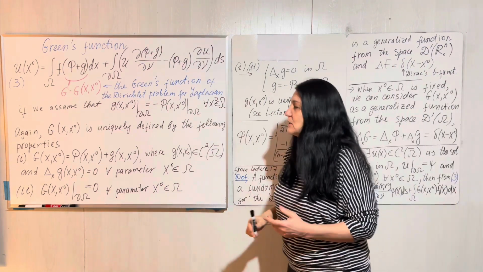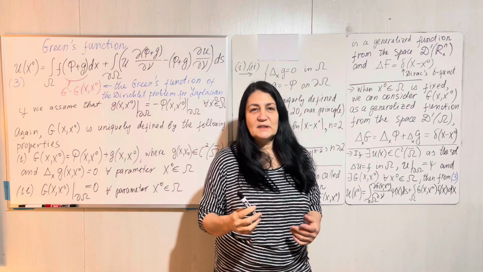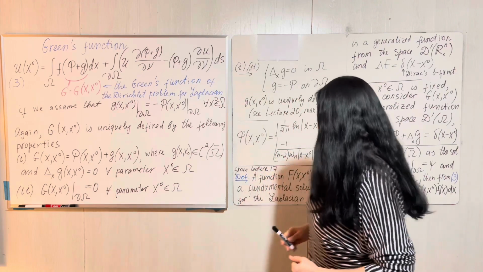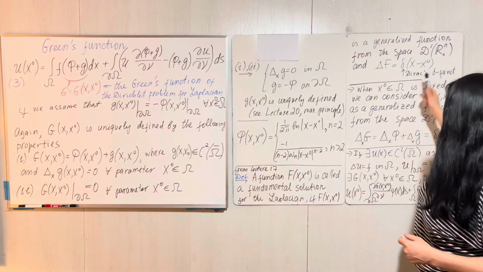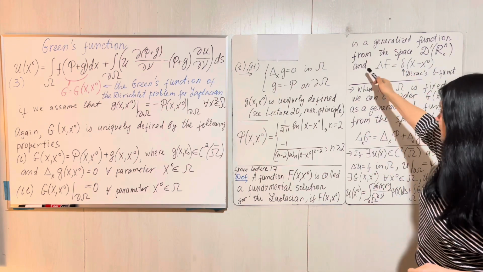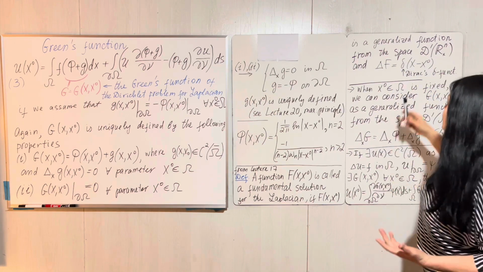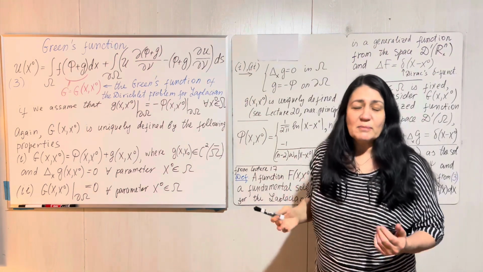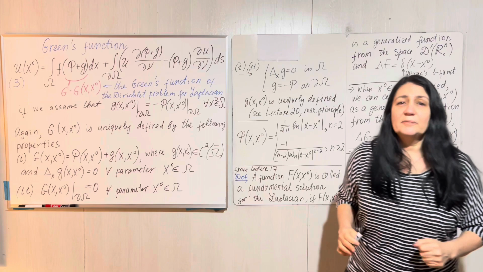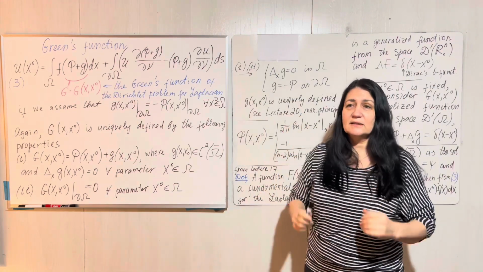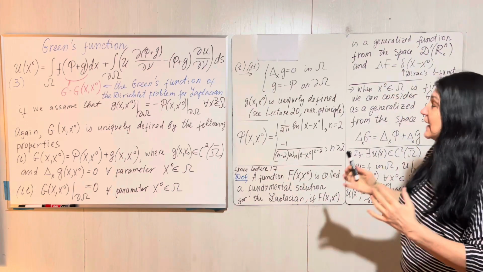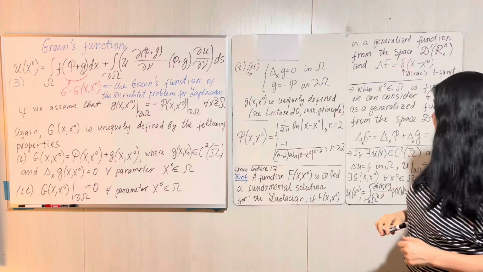So in other words, what is the difference between the Green's function and a fundamental solution? A fundamental solution is any function from D prime Rn that satisfies this equation. And the Green's function is, so to say, one of the fundamental solutions that also satisfies zero boundary condition on a given boundary of omega. So what is important is to be a solution of this equation and have zero boundary conditions.